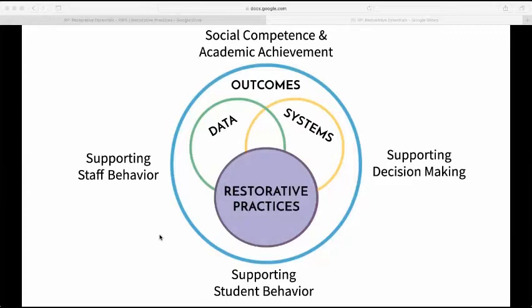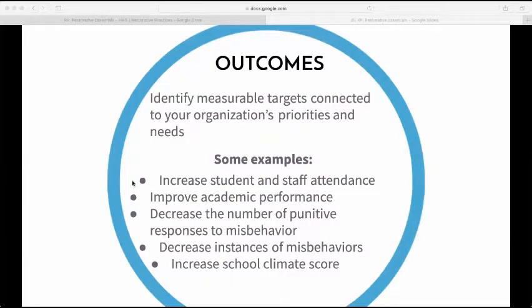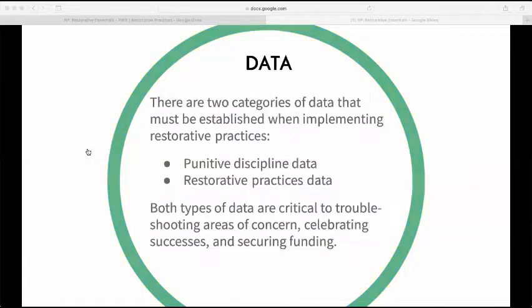Let's take a closer look at each of these circles individually. First, we'll look at outcomes. The targets for school outcomes are decided at the local level and may include some of the examples shown here. The team may want to increase student and staff attendance, improve academic performance, decrease the number of punitive responses to misbehavior, decrease instances of misbehaviors, and or increase the school climate score.